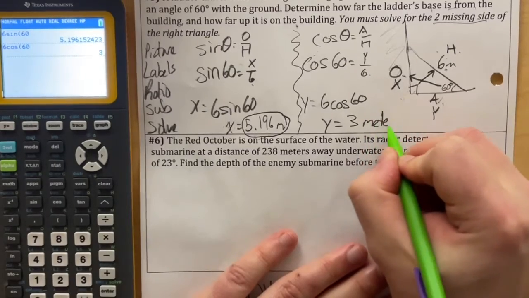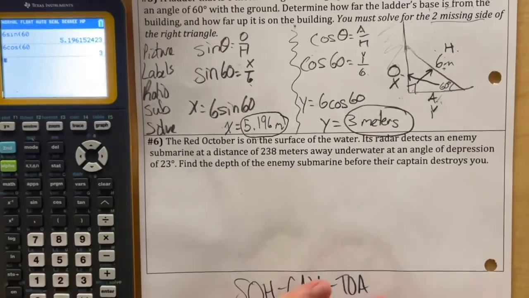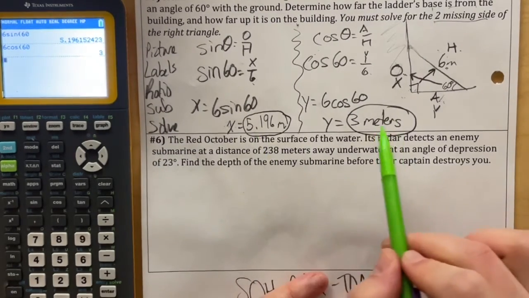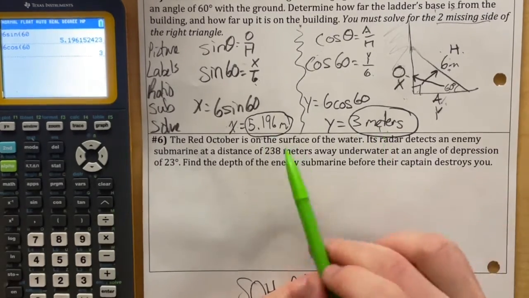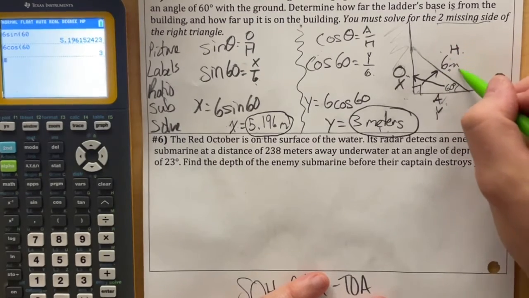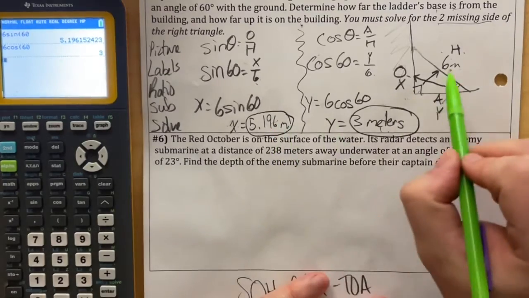And so I have Y is equal to 6 cosine of 60, which is equal to 3, and then 3 what? You say 3 meters. All right, so your 2 missing side lengths are X, which is 5.196, and Y is 3 meters. And we know this actually works out because we said, hey, we have this hypotenuse is 6 meters. So that means when I go to get these 2 answers, they should be, and they have.